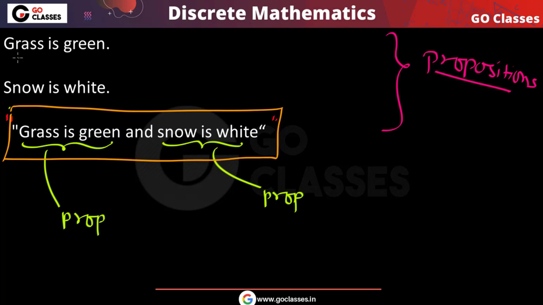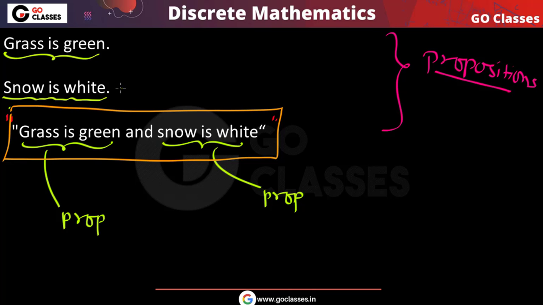But notice this proposition. In this proposition there is no part which is a proposition. So I can say that this cannot be broken. Basically there is no part which is a proposition. Similarly, this proposition is also a proposition, but there is no part which is a proposition. So see the difference between these three propositions.